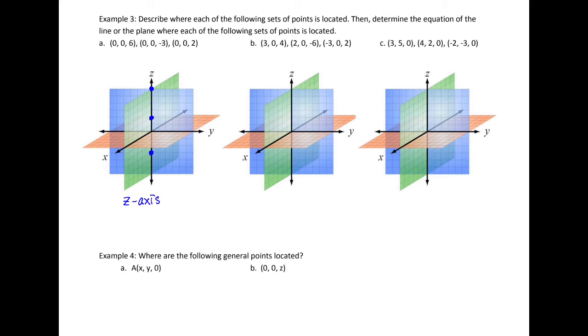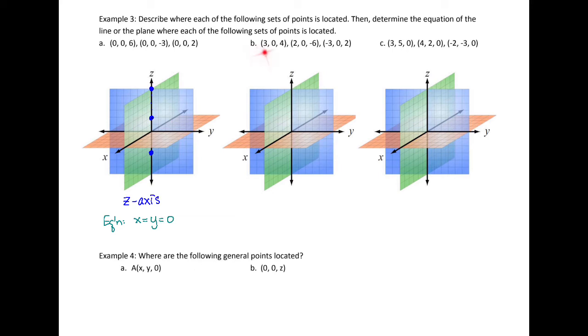So if you look at the similarity between all the points here, in order for them to be lying on the z-axis, both x and y values must be 0. So the equation will become x equals y equals 0. And that means it has to be on the z-axis.